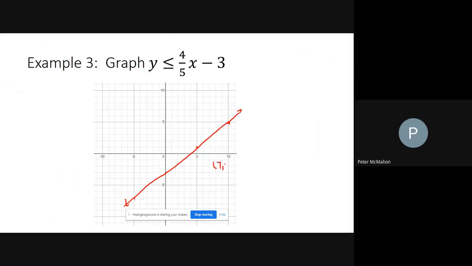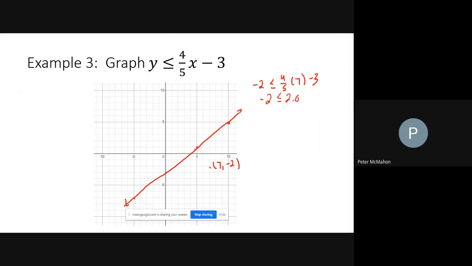Well, this point is like (7, -2). Let's see if this point does work. So if -2 goes in, -2 is less than or equal to 4/5 times 7 minus 3. Well, 4/5 times 7, I'm just going to do this in my calculator quickly. 4/5 times 7 is 5.6, minus 3 is 2.6. Okay, well, is -2 less than or equal to 2.6?